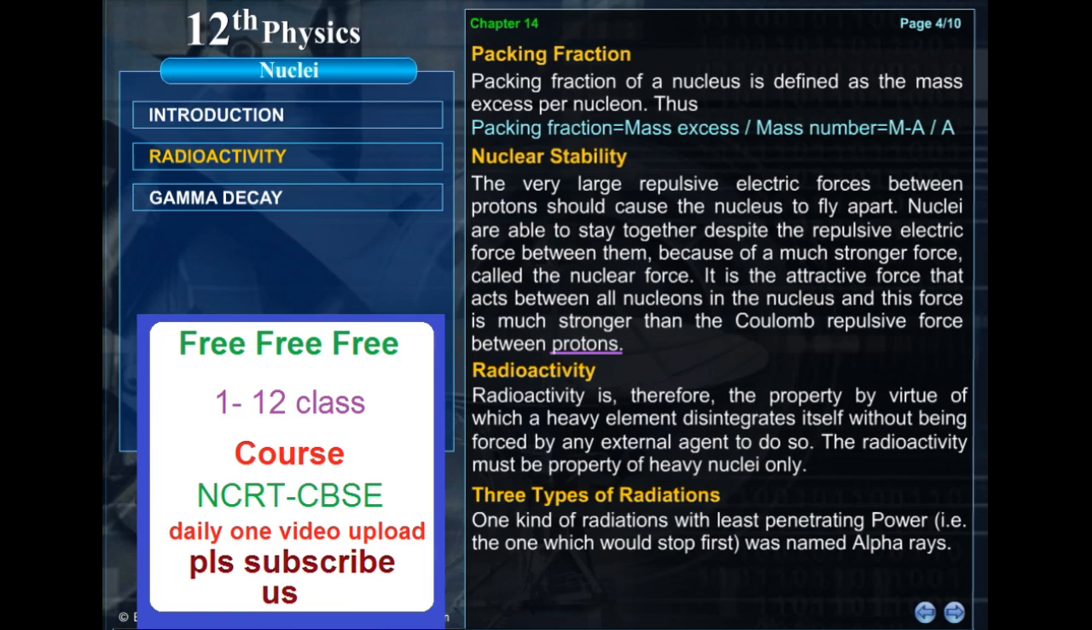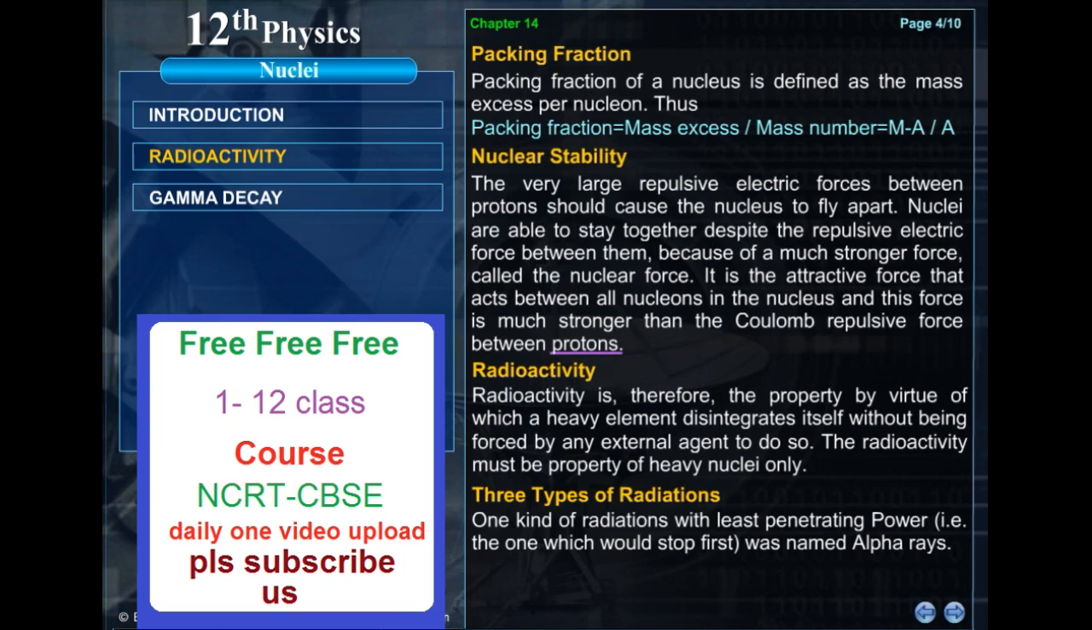Radioactivity. Radioactivity is the property by virtue of which a heavy element disintegrates itself without being forced by any external agent to do so. The radioactivity must be a property of heavy nuclei only.